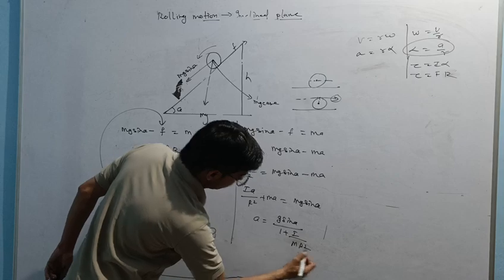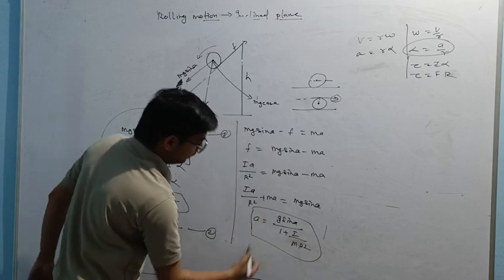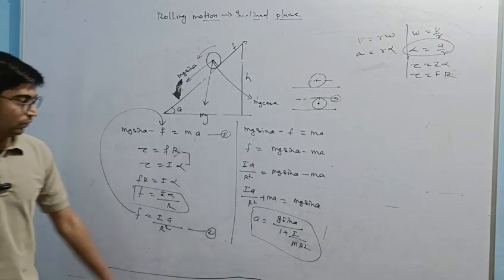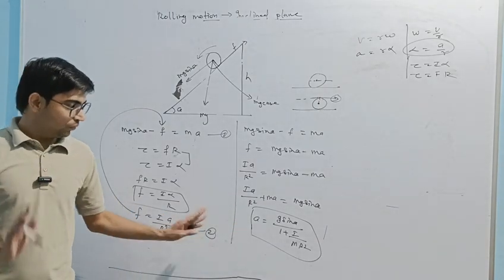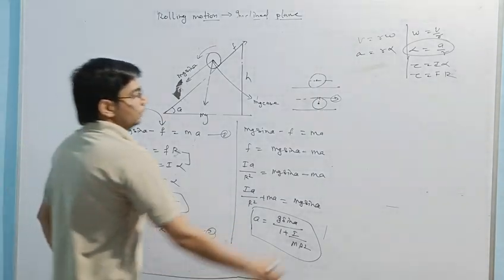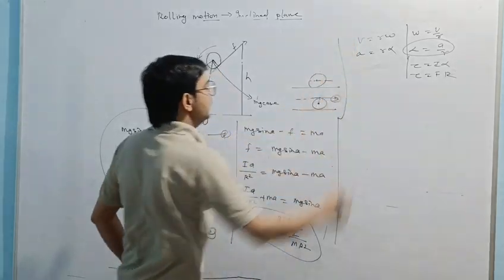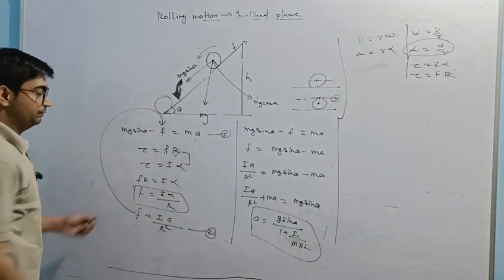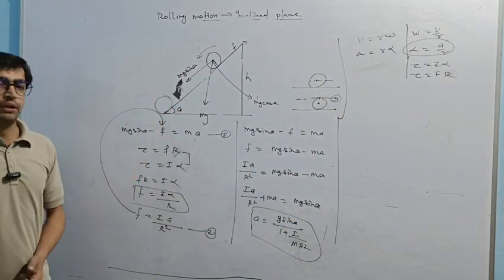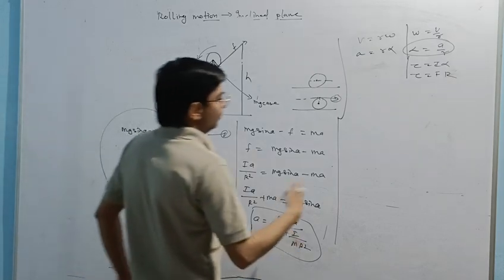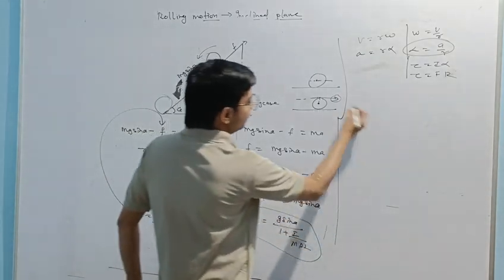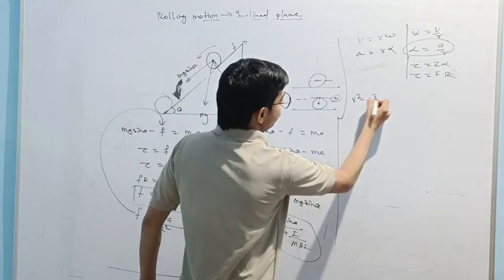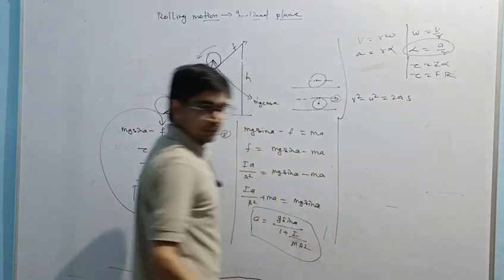I upon mr square. This value of acceleration you are getting from here. Alright. Now, what is the velocity at this point? For velocity, we are taking v square minus u square is equal to 2as.